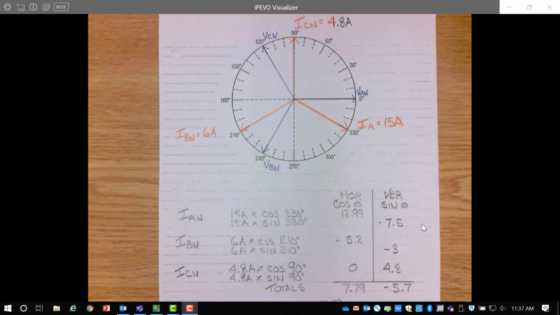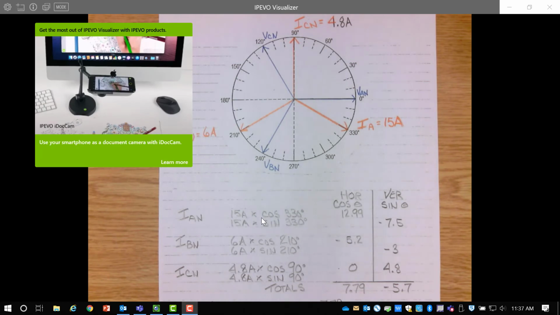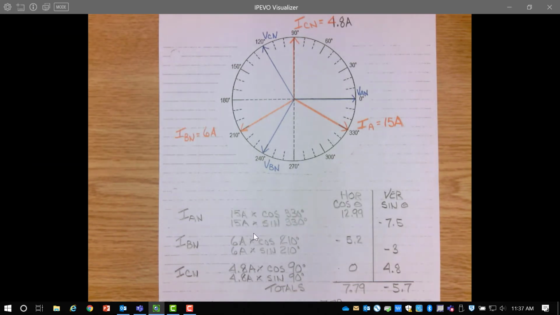Alright, the last part of the question, we need to do this horizontal vertical chart where we break each phase current into its horizontal component and vertical component. And for each current, all we do is take the phase current times cosine of the angle and phase current times sine of the angle to find the horizontal and vertical parts of that current. And we do that with each of the 3 currents to find which part of the current is horizontal, which part of the current is vertical.